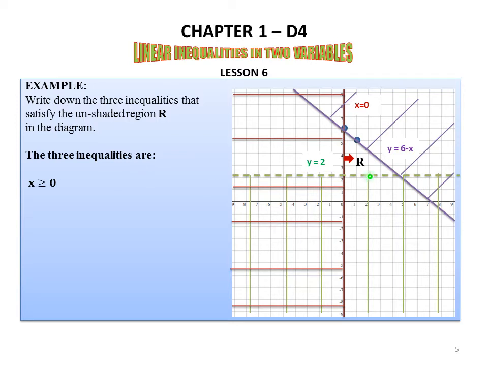And for this line, which is dotted, the region defined is above the line. For a dotted line, we will use the less than or greater than sign only, and because the region is above the line, its equation is this. So this sign of equality will be replaced by the sign of inequality, which is greater than. So y is greater than 2.